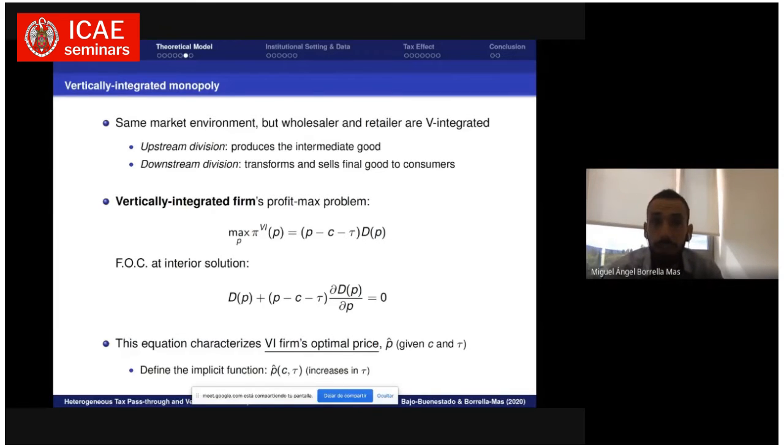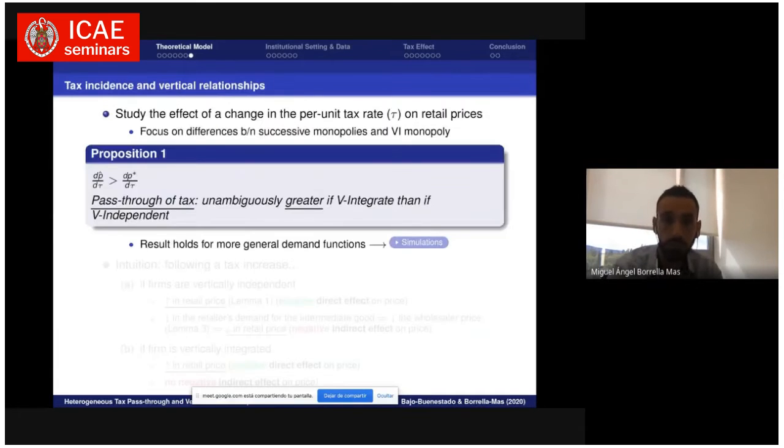As explained by Spengler in 1950 and Buller and Gardner in 2013, the double marginalization implies that W star is greater than C. Therefore, ceteris paribus, a vertically integrated monopoly sells a greater quantity at a lower price than a retailer that buys the intermediate good from a monopolistic wholesaler. However, while the implications of the vertical relationship for quantities and prices are unambiguous and well understood, and have been studied many times, the implications for the pass-through of the tax to consumers are not. And this is exactly what we are going to do in the final part of the theoretical section, in which we study the effect of this change in the per unit tax rate on retail prices.